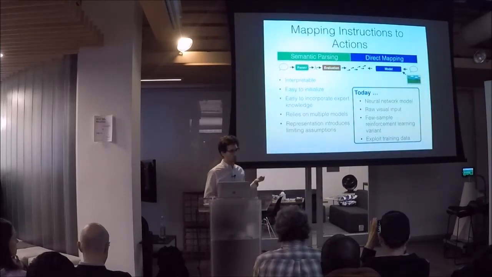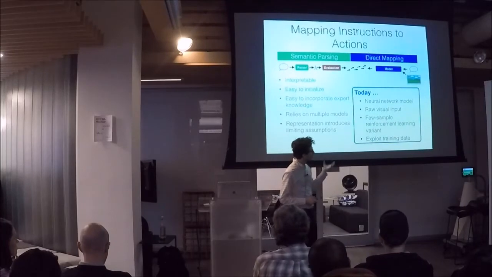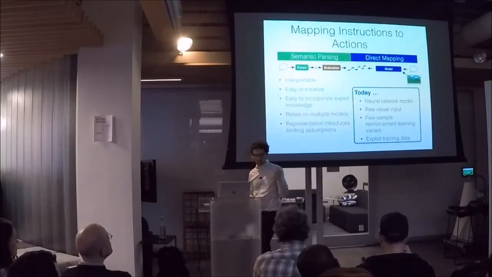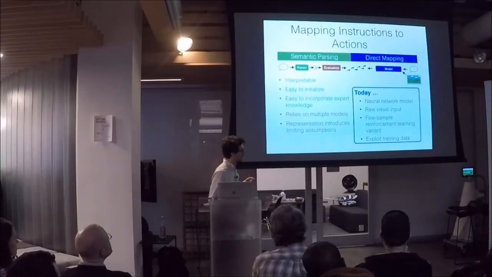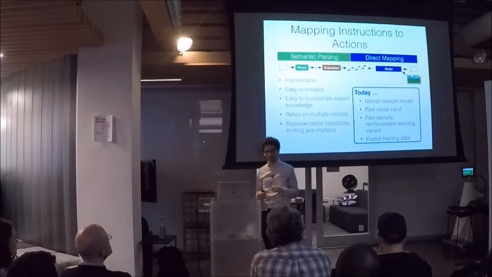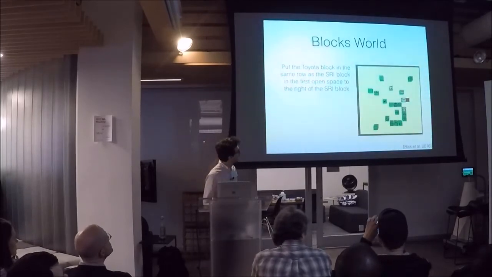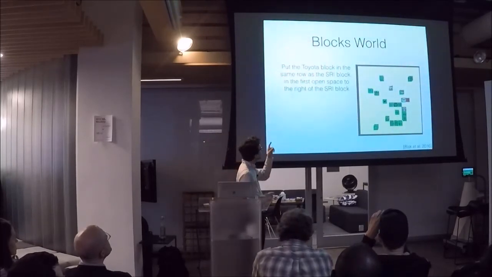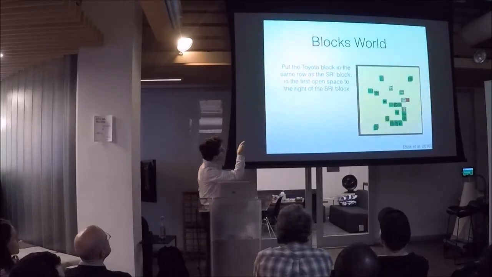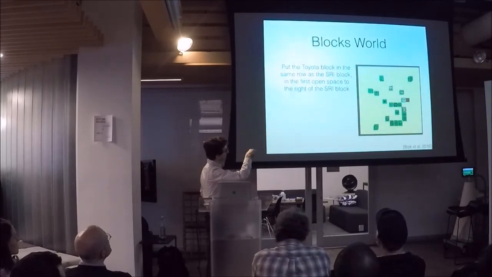And this neural network model is going to take raw visual input, so RGB pixels. It's going to be trained with a few sample learning regime that explores the environment, but also is able to exploit training data. So we are going to do this in a block world environment, where we are interpreting and executing instructions like put the Toyota block in the same row as the SRI block in the first open space to the right of the SRI block.